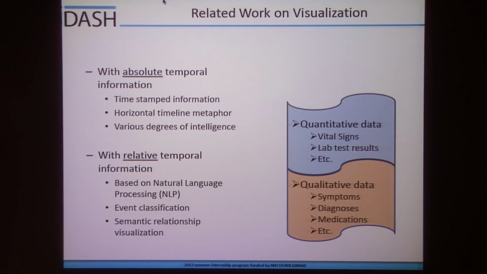So the prior work in this domain can be classified into two groups. First is the systems that deal with absolute temporal information. These systems often adopt a horizontal timeline metaphor, and they often provide some intelligent features to interpret the data. Another group of studies deals with relative temporal information, and these studies are often based on natural language, and they focus on classifying events into semantic groups, and then trying to visualize the semantic relationship. And in terms of data, both kinds of studies deal with both the quantitative data and the qualitative data.